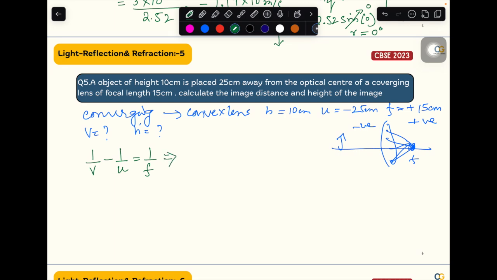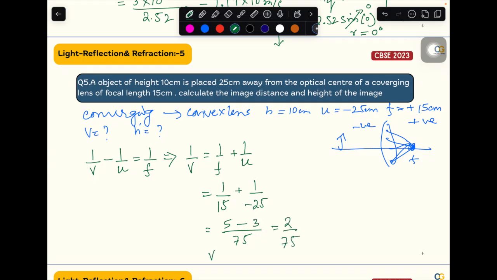So now if I convert this to 1 by V, which is equal to 1 by F plus 1 by U, I will substitute 1 by 15 plus 1 by minus 25. So the LCM of 15 and 25 will be 75. So this is 5 minus 3, that is 2 by 75. So your V will be equal to 75 by 2, which is equal to 37.5 centimeters.